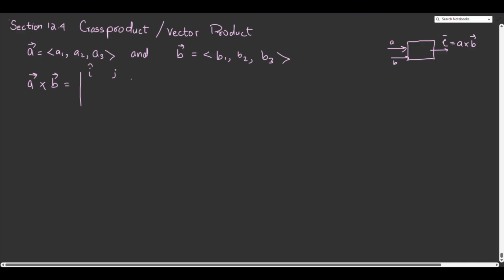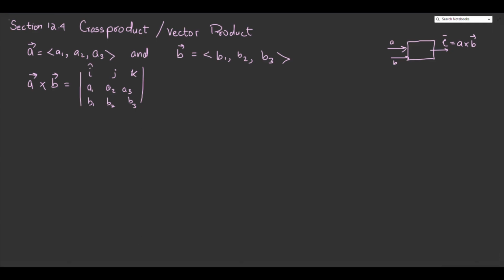In the first row we write i, j, k. In the second row we write the components of the vector A, A1, A2, A3. And in the third row we write the components of the vector B, B1, B2 and B3. That's how we define this. But there are a few things you need to remember. How do we calculate this? How do we expand this?